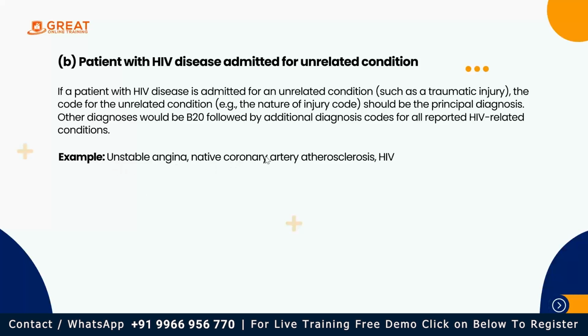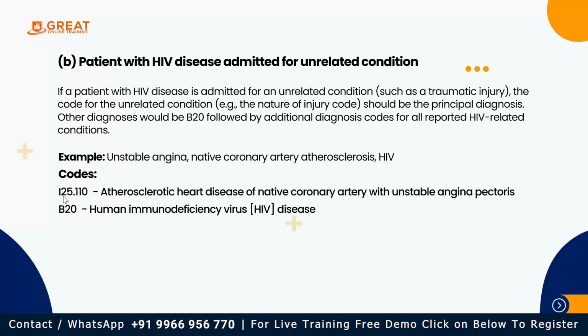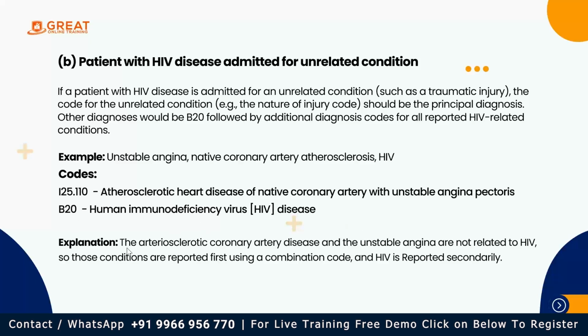Unstable angina, native coronary artery atherosclerosis, plus HIV. So here we have to code I25.110 for unstable angina. After that we have to code B20, human immunodeficiency virus disease, because the atherosclerotic artery disease and unstable angina are not related to HIV. So those conditions are reported first using the combination code, and HIV is reported second. Here in this example we have three conditions: unstable angina plus native coronary artery atherosclerosis plus HIV.